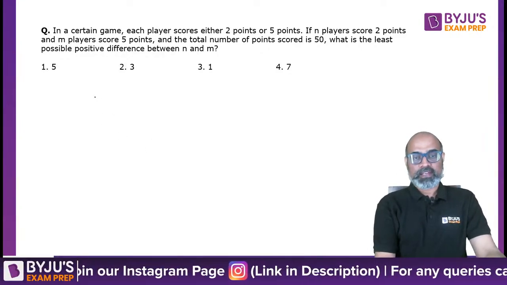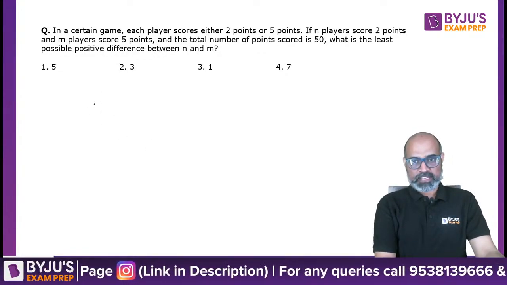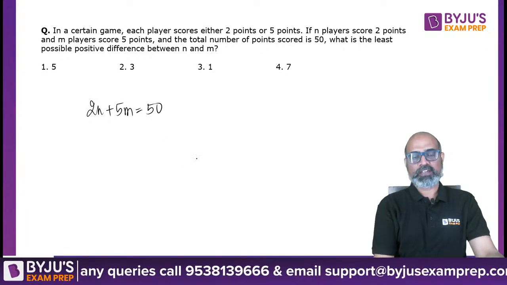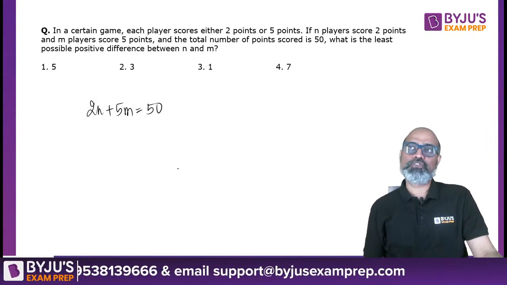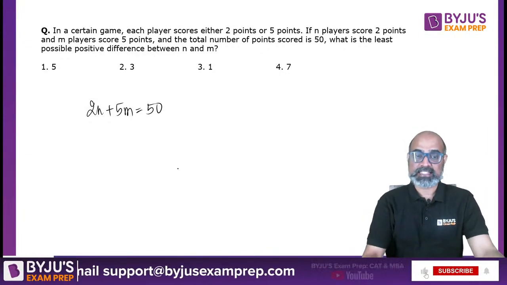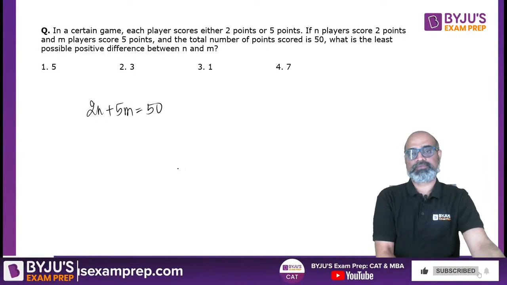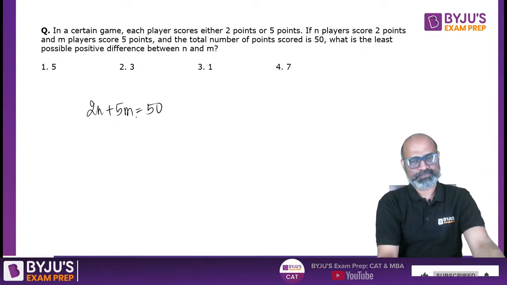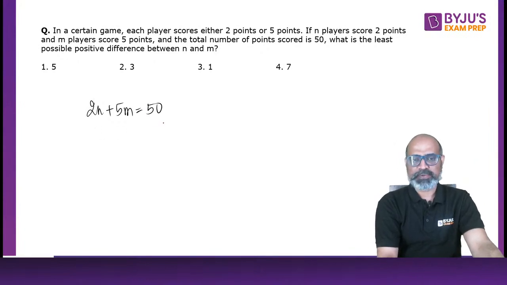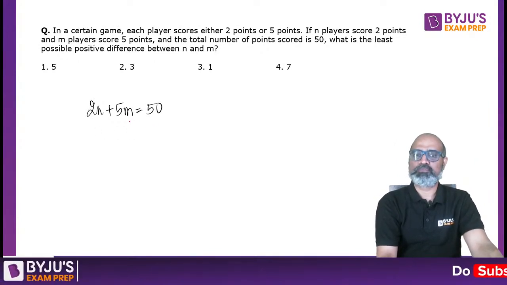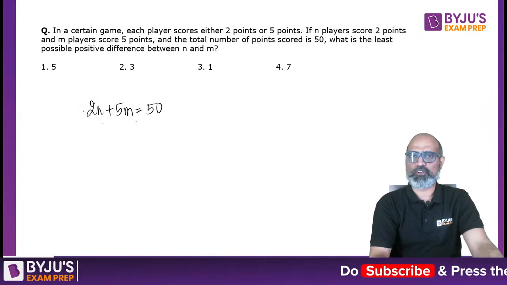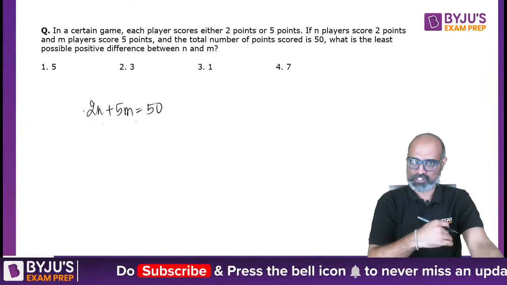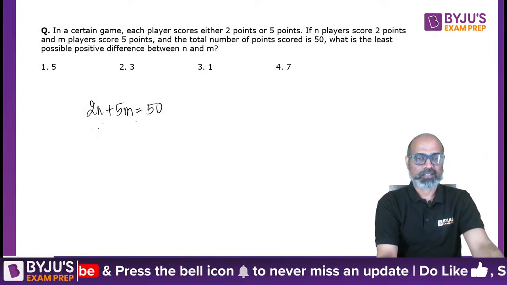So, according to the question, this is 2n plus 5m is equal to 50, and we have to think of a pair of values of m and n such that they are closest. So, what do we do in such cases? We simply try to put in the values of m and n, one random value, so that this will make sense, and then use the partners coefficient logic.